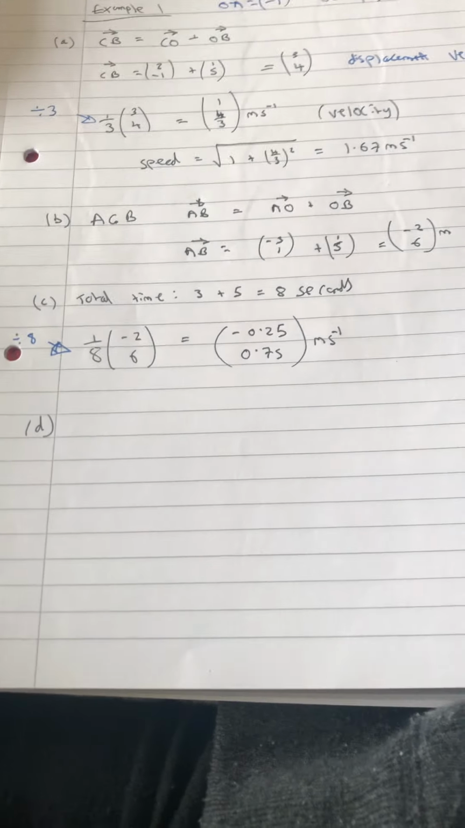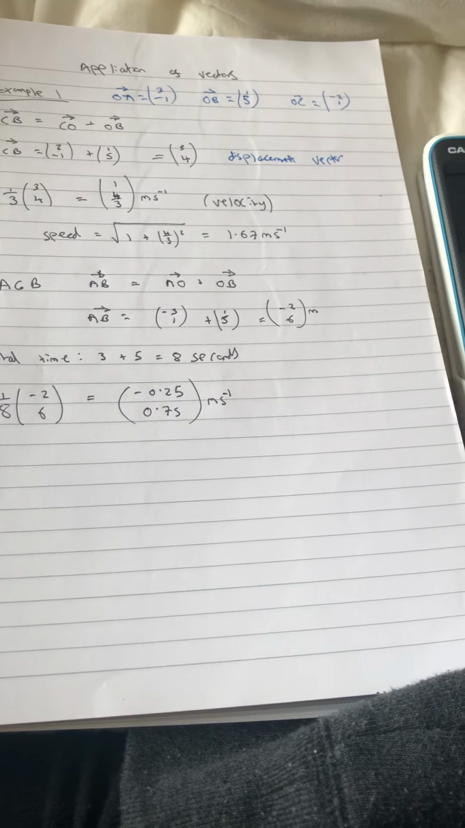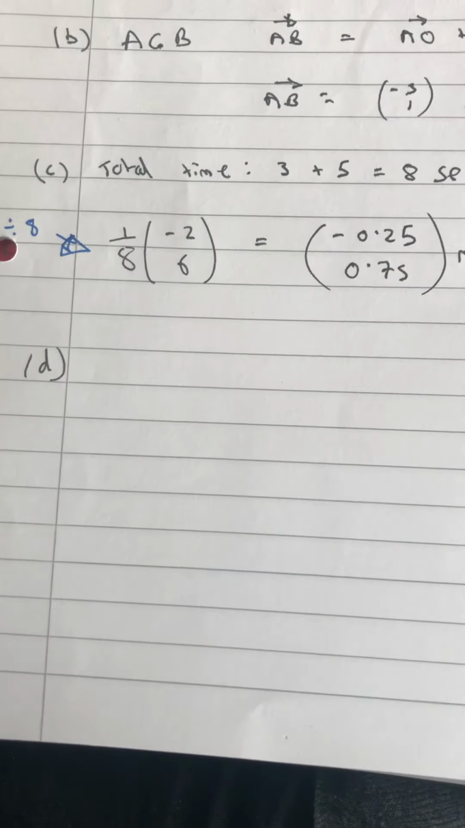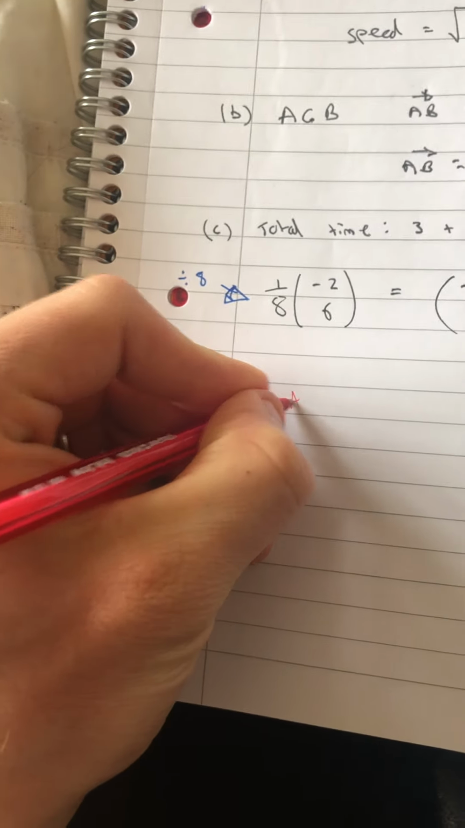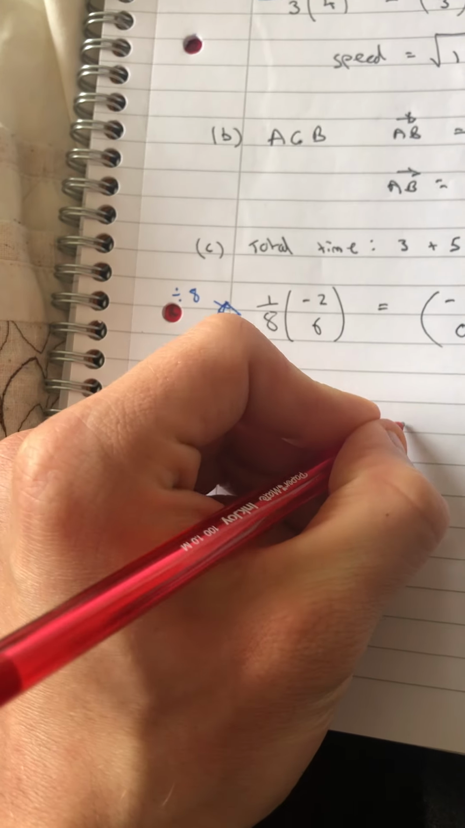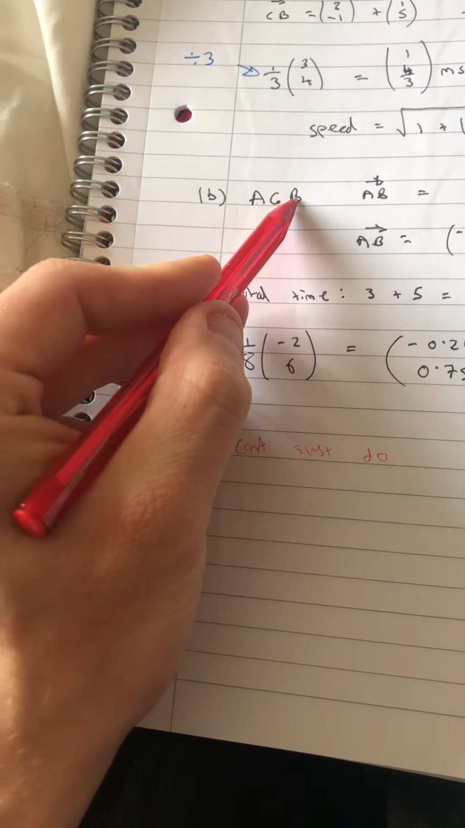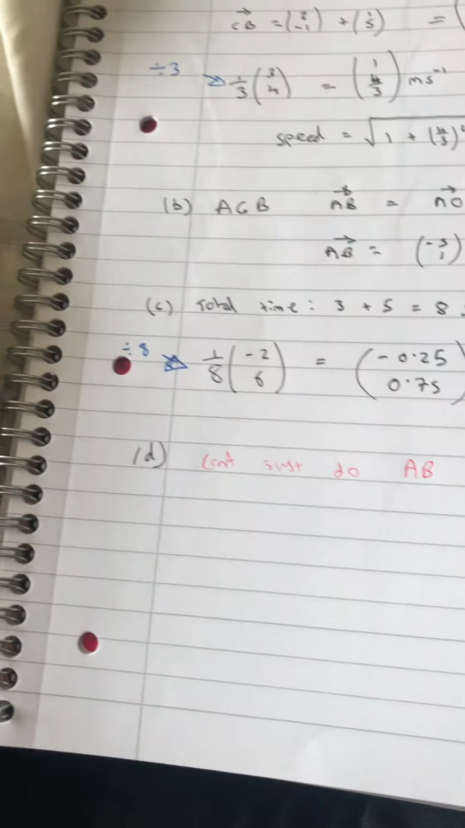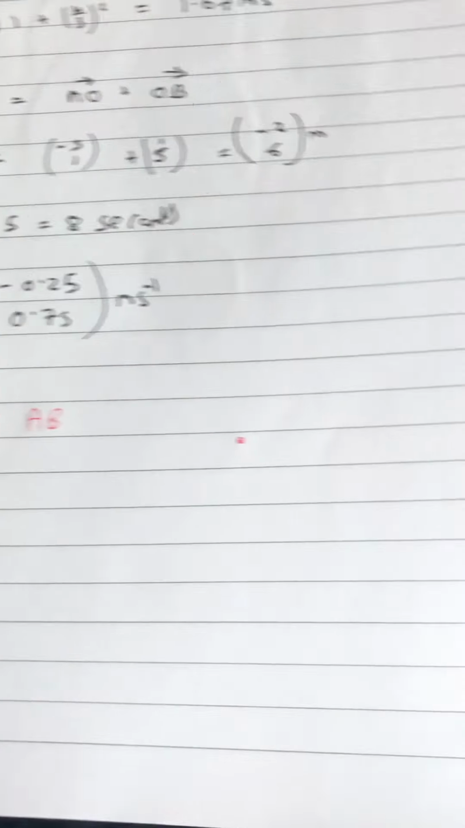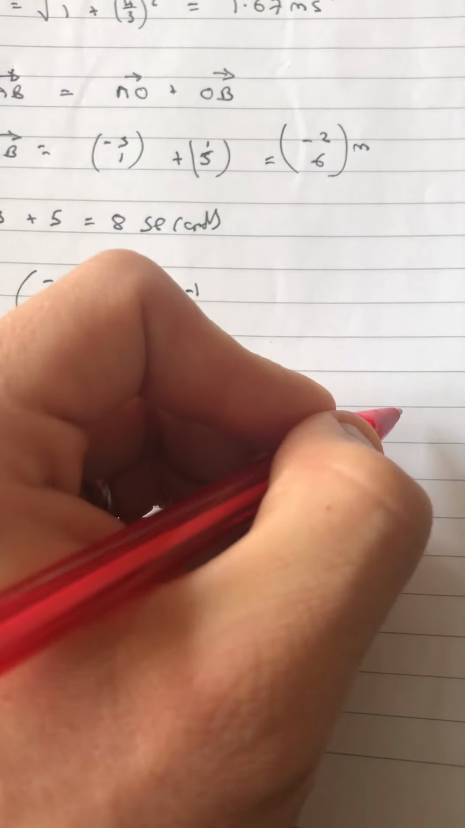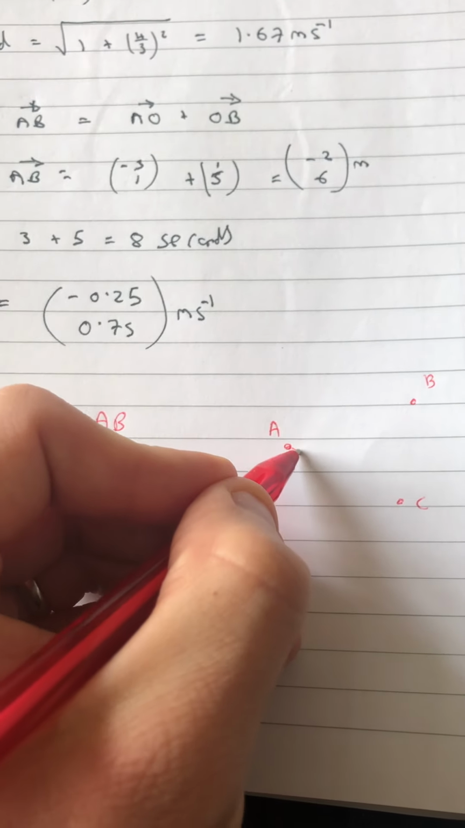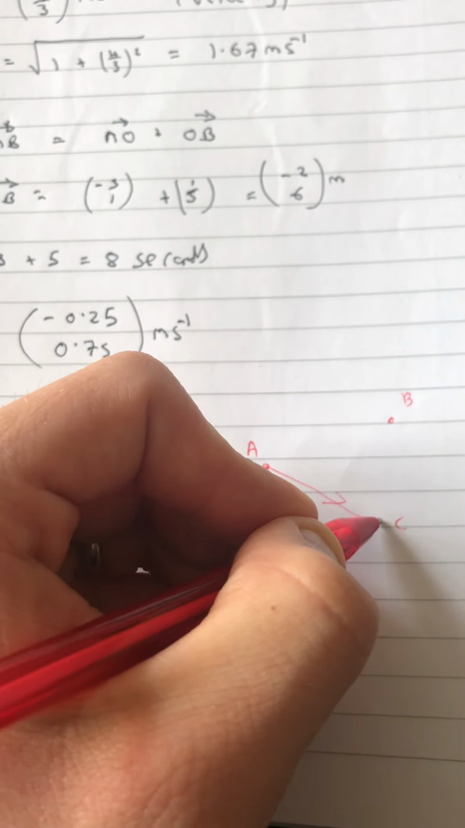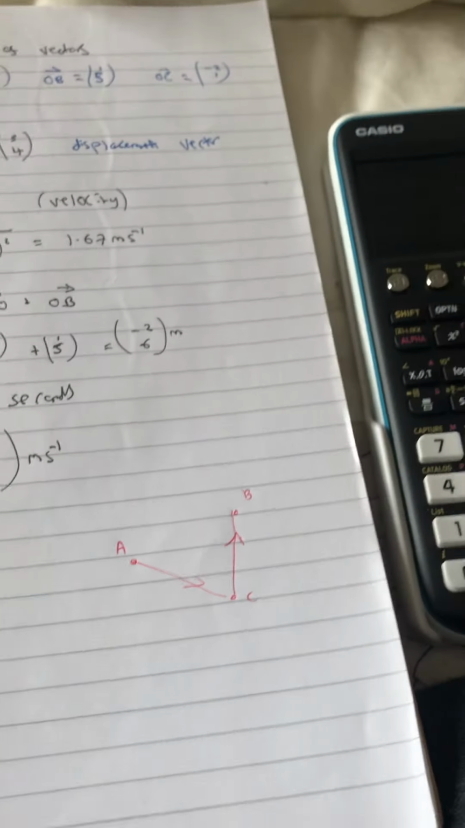Part D wants the average speed of the whole journey. Now, I've got to be very careful here. We can't just do A to B. If you think about being A here, and then B being over here, and maybe C being here, we've obviously gone from A to C, and then C to B, I believe.